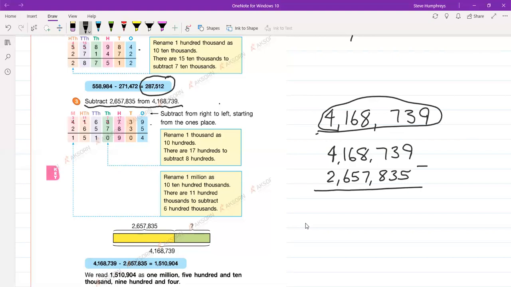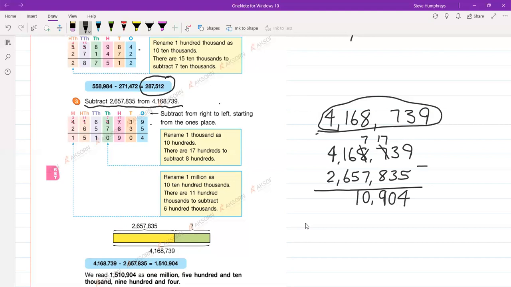Start with the ones column. 9 minus 5 is 4. 3 minus 3 is 0. 7 minus 8, you can't do. You need to borrow from this column. Make that a 7. Make that 17. 17 minus 8 is 9. Comma. 7 minus 7 is 0. 6 minus 5 is 1.